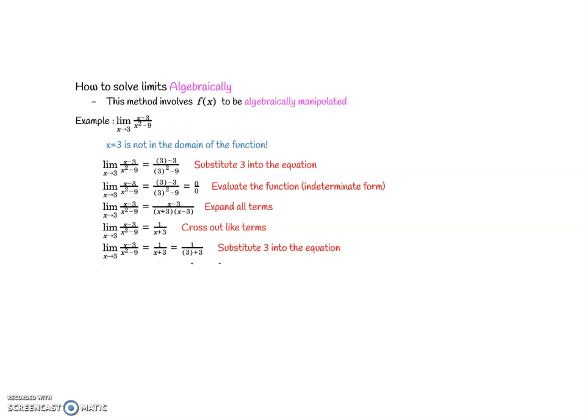And you'll substitute 3 into the equation because you algebraically manipulated it. You'll evaluate it, which gives you 1/6 as your answer. If you look at it right over here, I have the limit as x approaches 3 of (x - 3)/(x² - 9) listed all throughout, right? Some teachers do not require this, but some will. So if your teacher does, don't forget to do this step, as they might take points off on your test.